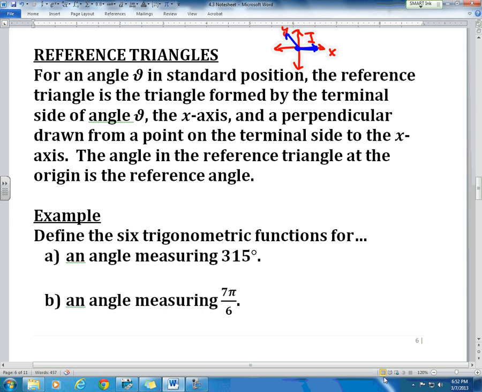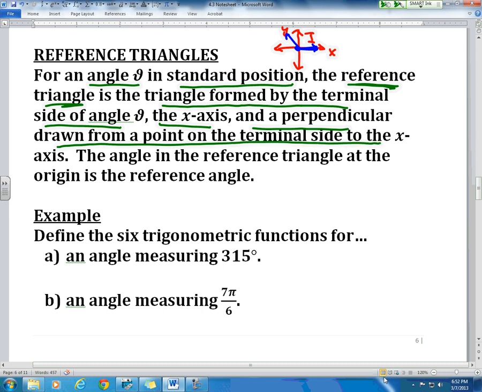What this says is, for an angle theta in standard position, the reference triangle is the triangle formed by the terminal side of angle theta, the x-axis, and a perpendicular drawn from a point on the terminal side to the x-axis. There's a lot of words there, and I'll go through a picture with you to help you understand. The angle in the reference triangle at the origin is considered to be the reference angle. And this is the angle we're going to use to equate to the obtuse angle in the example.